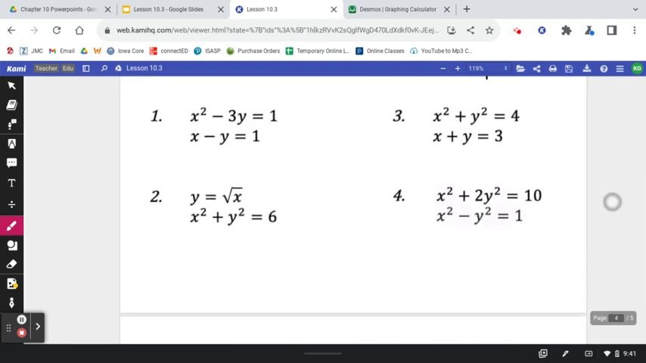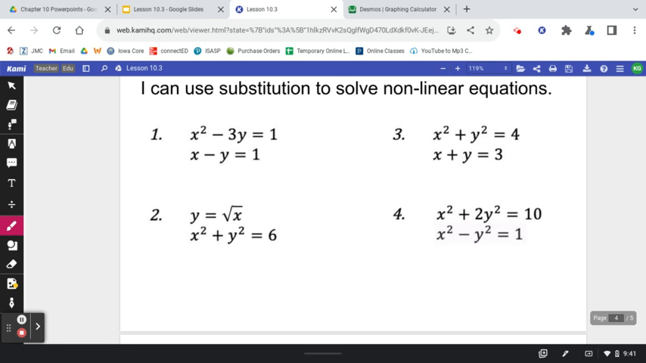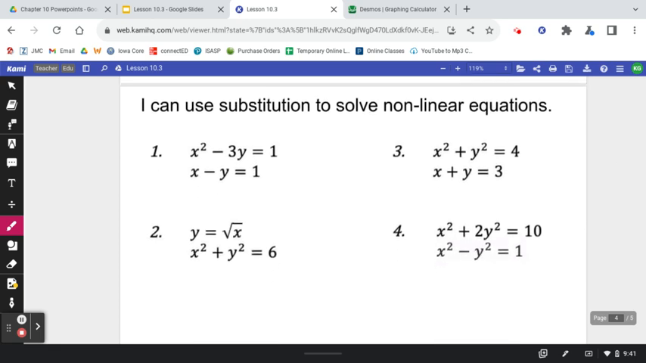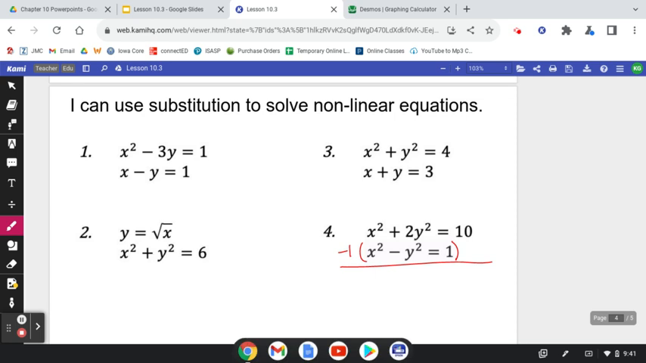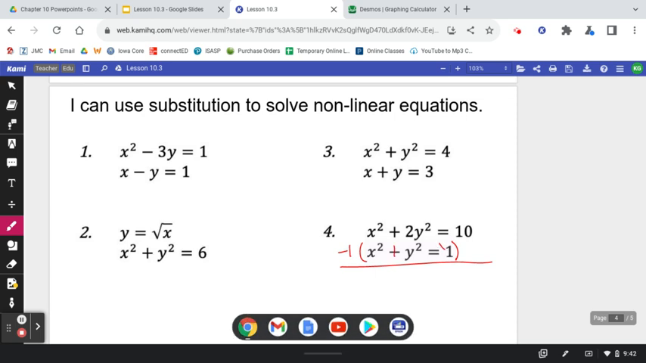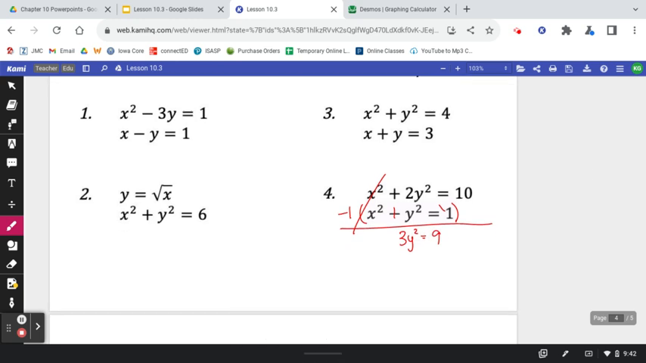Okay, here's some more practice with substitution. Oh, we've already done enough substitution, though. Let's do this elimination one down here. So in order to eliminate, I need to either multiply this by 2 or by negative 1, which would probably be quicker, so that those cross out. 3y squared will now equal 9. So y squared is 3. So y is the square root of 3 and the negative square root of 3.